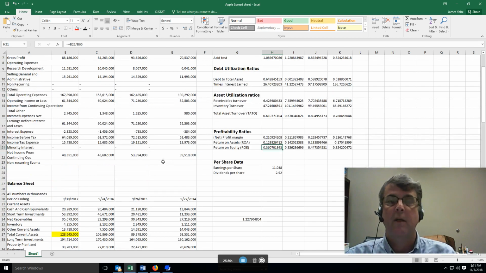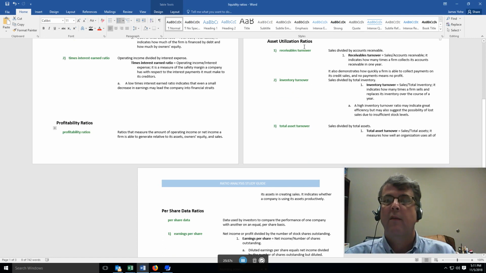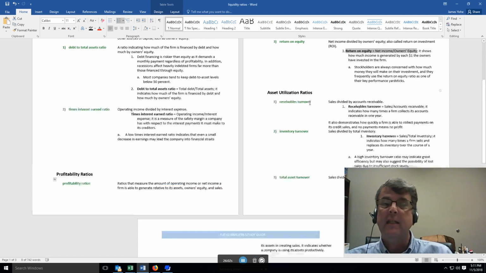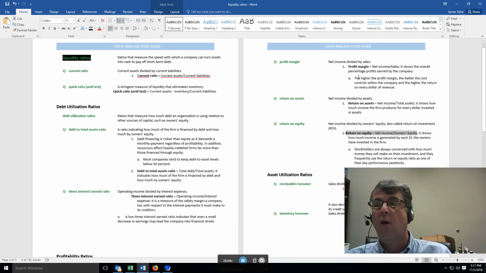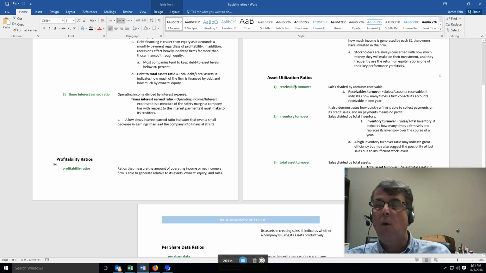The next thing we're going to look at are asset utilization ratios. Here, these tell us how well a firm is using their assets. So this tells us how productive they are with assets and equity in terms of a return. Here, we're looking at how well these firms can turn assets, accounts receivable, and inventory into revenue, not profit, but revenue.